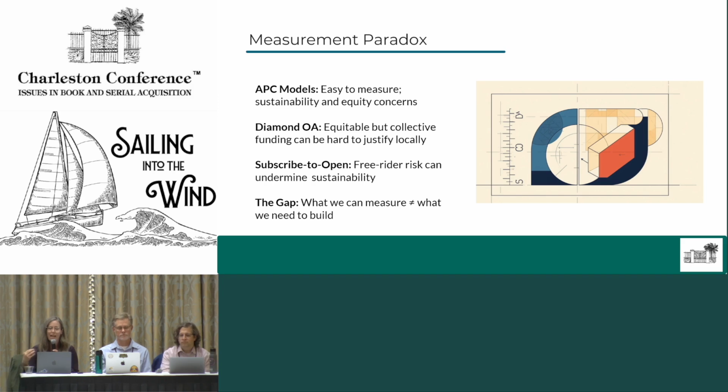This is where measurement alignment becomes even more critical. To build more sustainable and equitable models, we have to capture different types of value in ways that are compelling enough to justify local investment. So it's clear that the field needs to collectively develop better ways to measure and communicate the impact of OA models, really across the spectrum, because the question isn't just what are we measuring, it's how are we measuring it in ways that enable the development of sustainable models at the local level that can build towards long-term transformation for all of us in the scholarly ecosystem.